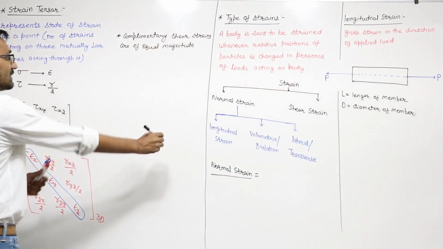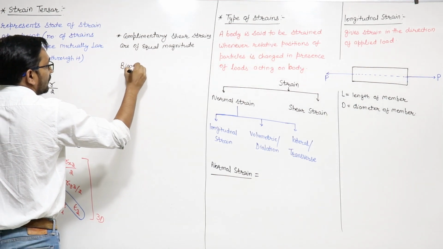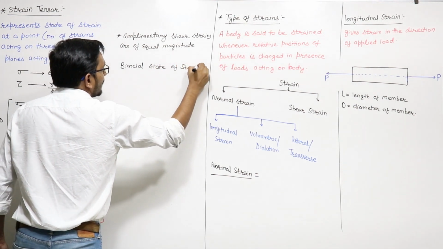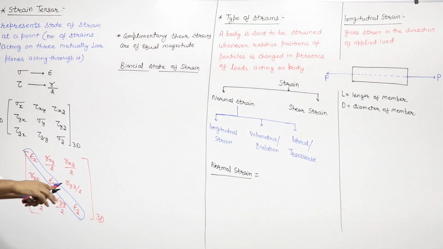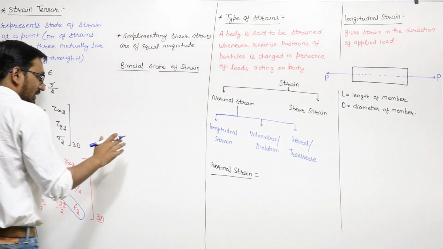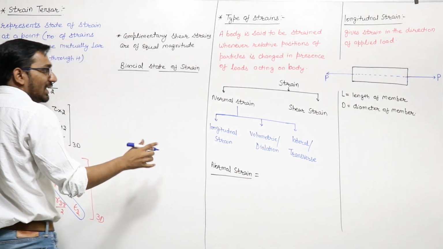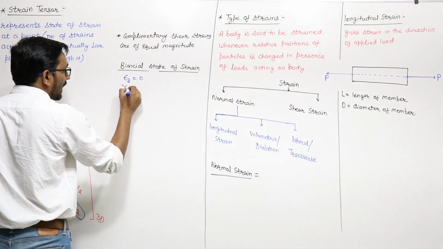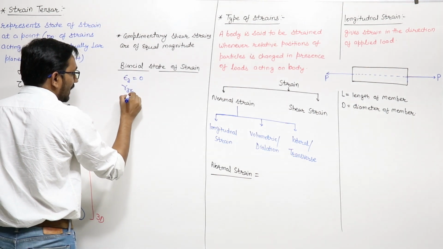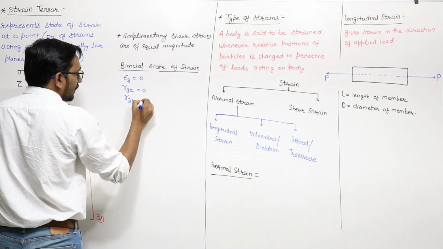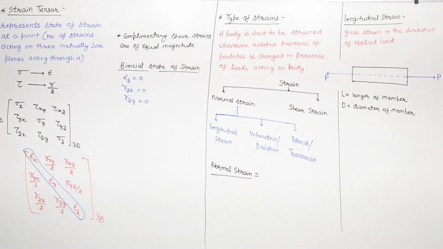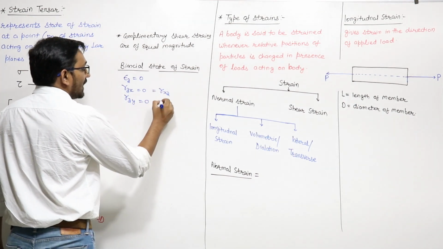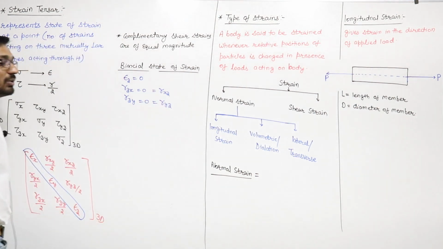So if I want to know what the biaxial state of strain is, because in our syllabus we have to deal with biaxial state only. Biaxial state of strain means, let us suppose the z direction dimension is negligible, so I can write epsilon z equal to 0, gamma zx and gamma zy are also equal to 0. There is no strain in the z phase, so if gamma zx is 0, then gamma xz is also 0, and if gamma zy is 0, then gamma yz will also be 0.